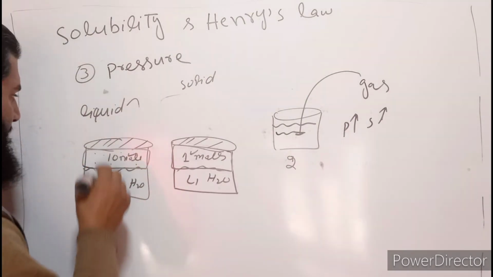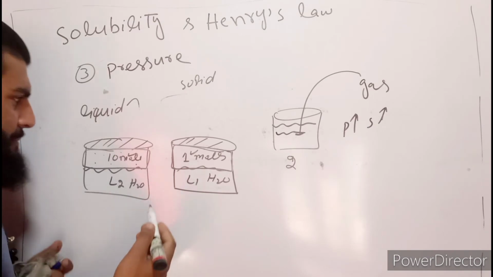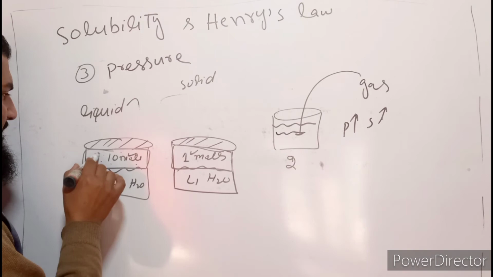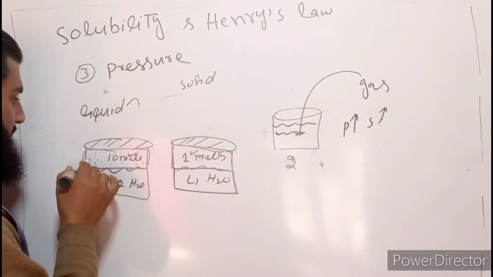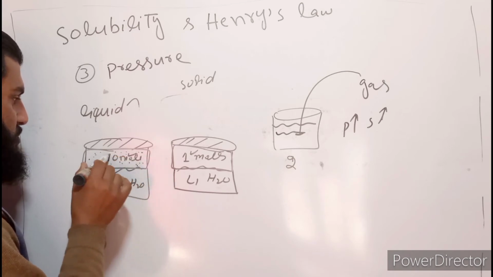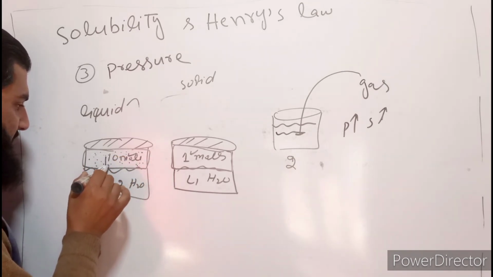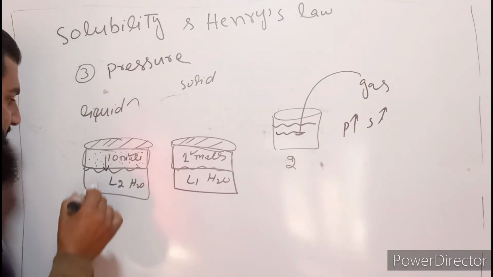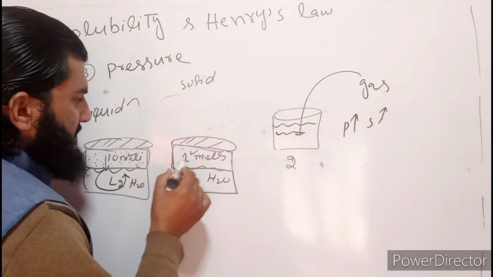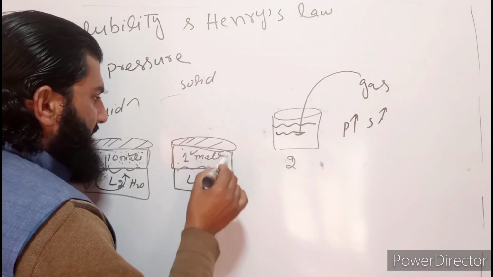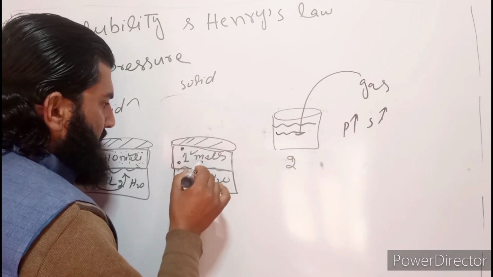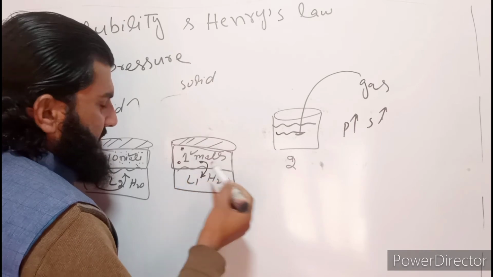Okay, so upon applying pressure means, if there are more number of gas molecules, the pressure of this gas will also be more. So these gas molecules will exert pressure on the liquid surface, and as a result they will dissolve in this liquid. Here there is a very small number of molecules on the surface of the liquid, so the collision of gas molecules to the surface of liquid is very least.